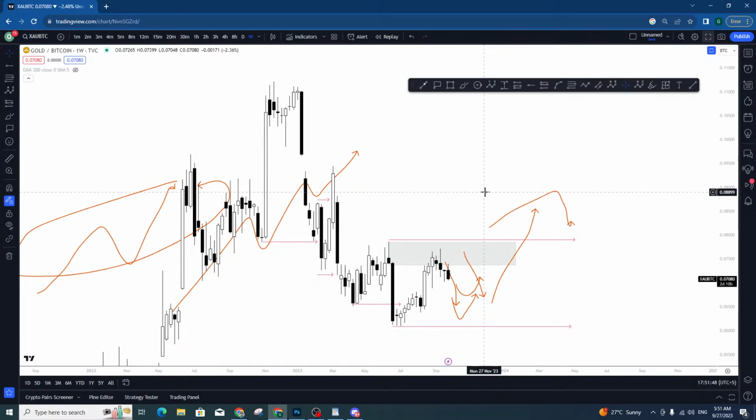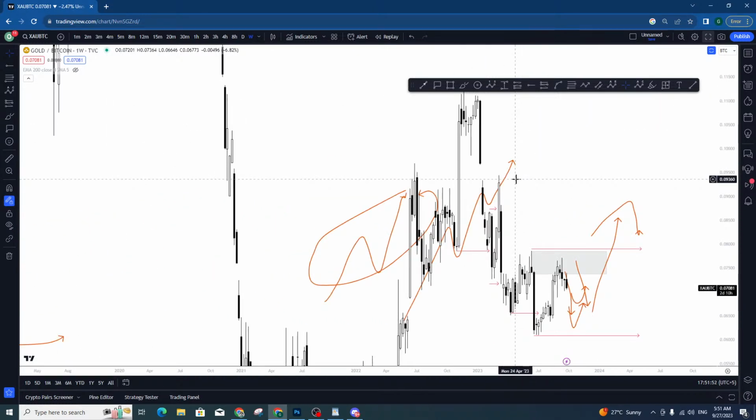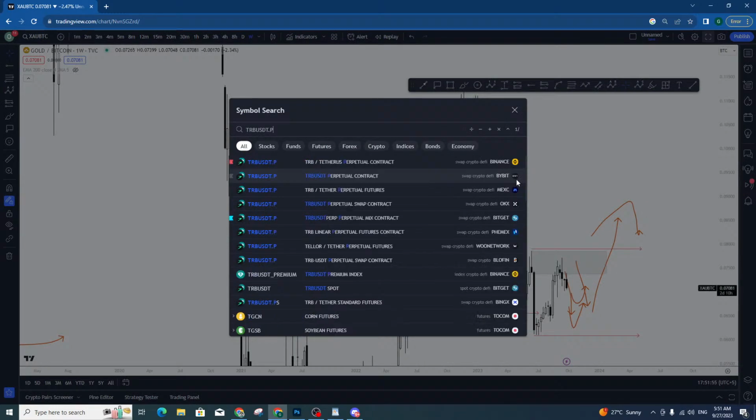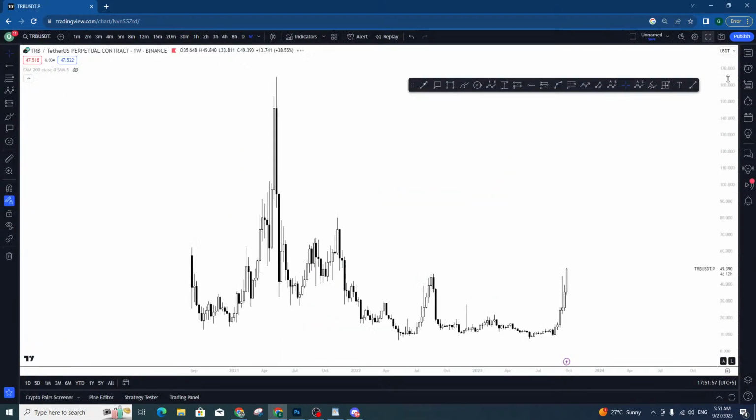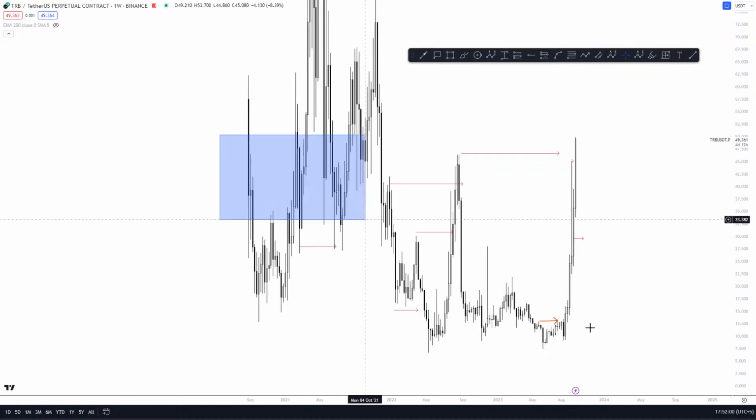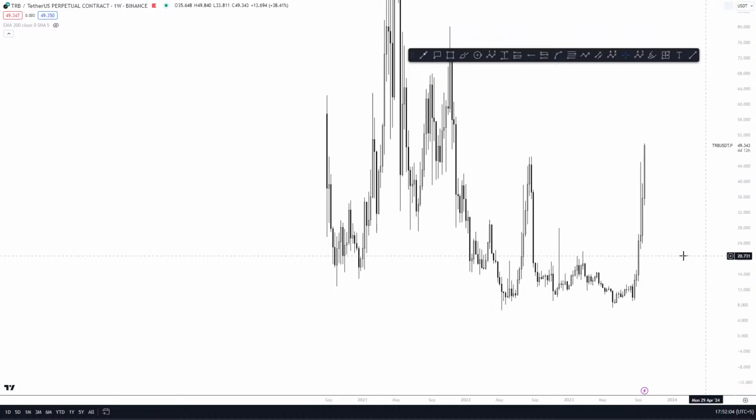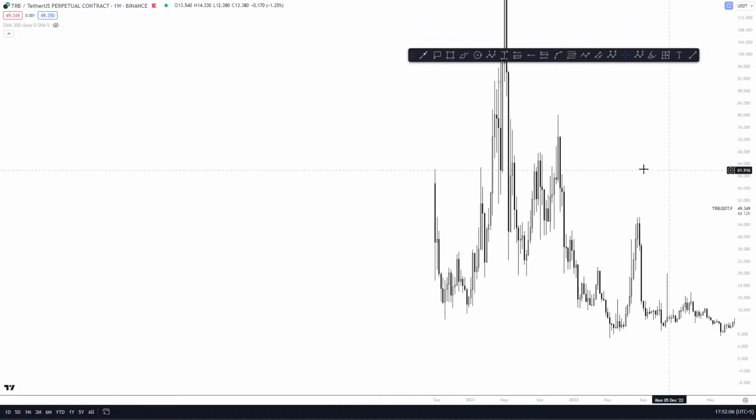Now coming towards some miners. Yeah, let's start from TRB. Okay, I'm just analyzing the TRB first, and after that I will analyze the next one and we'll go with it. So I think I already analyzed it. Fine, let's analyze it again.